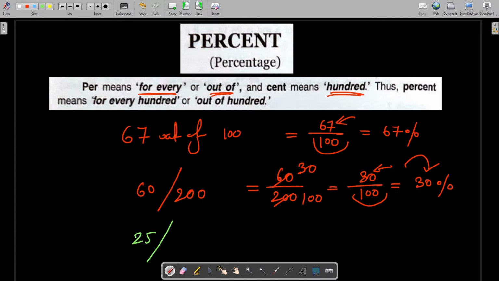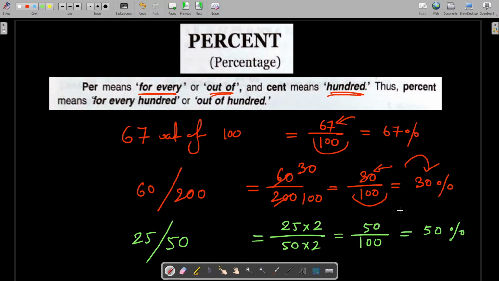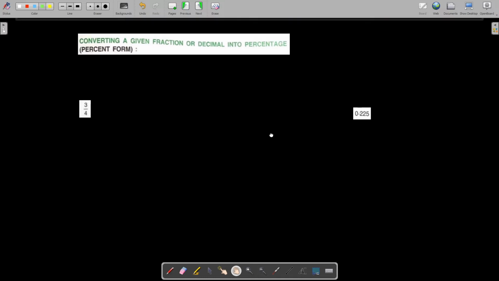Let's take another example. If you got 25 out of 50, what will be the percentage? In this case, we need to make the denominator 100, right? So if you multiply by 2 here, we need to also multiply by 2 over here. So we will get 50 out of 100. So what will be the percentage? It will be simply 50 percent. So now let's take some questions. We will see how to use the percentage.